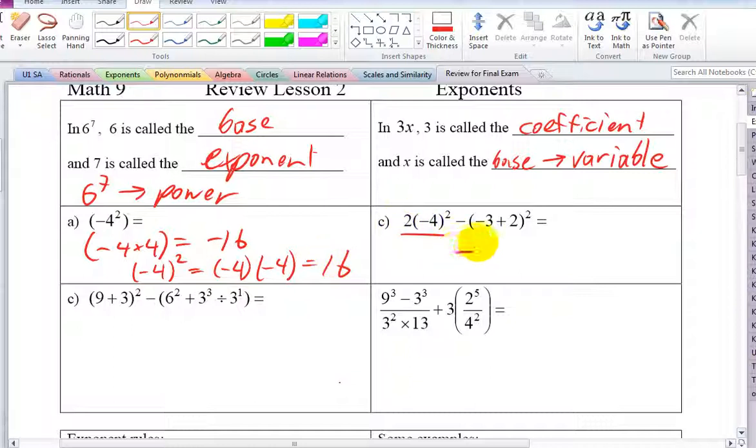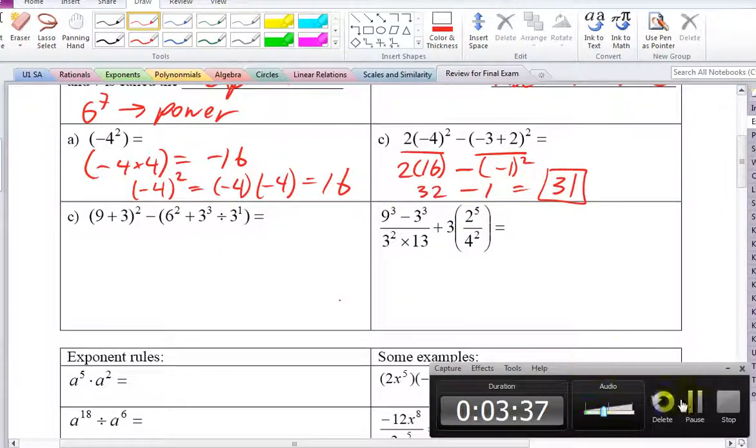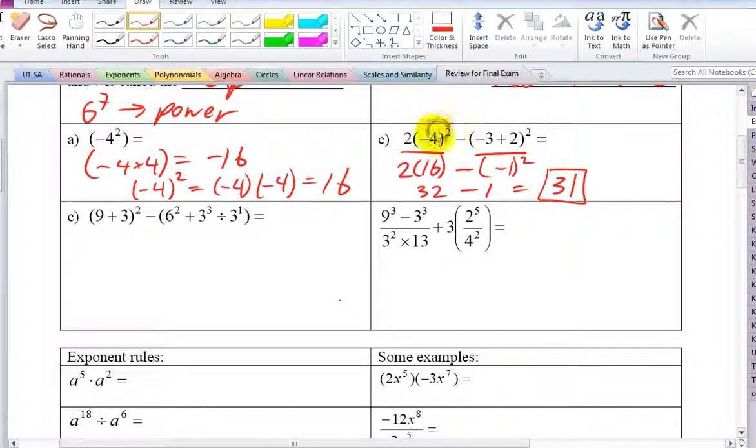Evaluate this, then evaluate the second part. So don't do your subtraction until you get a value on the front and a value on the back. Using BEDMAS. Go. Following BEDMAS here, we have to evaluate this -4 squared as +16. And we have to do our brackets before we figure out what the exponent is. So -3 plus 2 is -1. -1 squared is +1. 2 times 16 is 32.